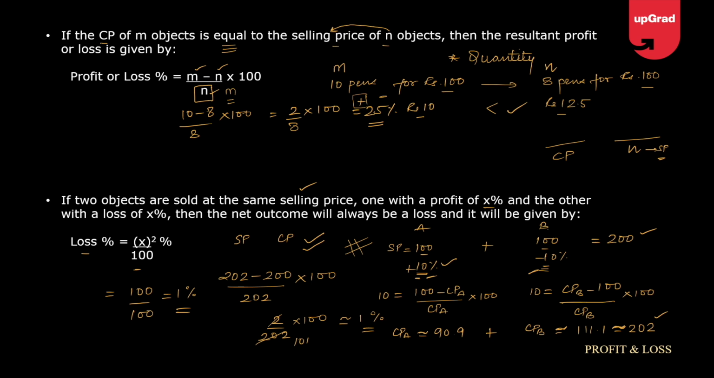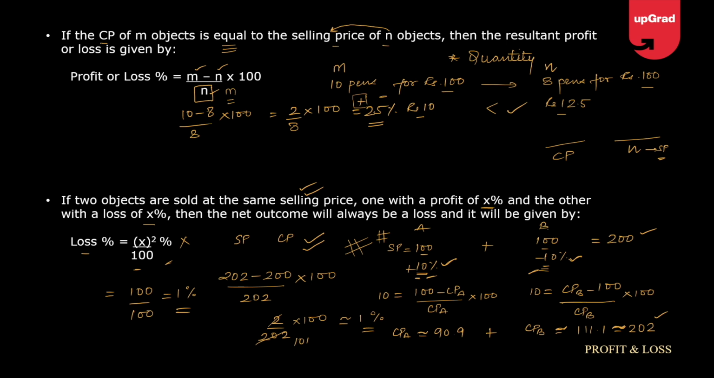Suppose this remains 10% and this value is, let's say, 20%. So what do we do? Then we have to follow the same method. We can't go with this formula then, because to apply this formula I have two prerequisites. One is the selling price should be same. The second thing is the loss percentage and the profit percentage value should be same.